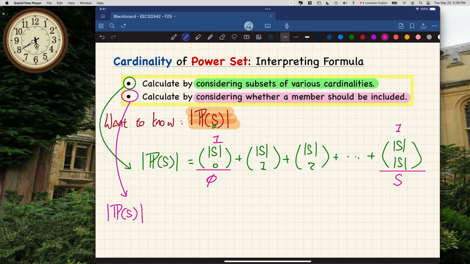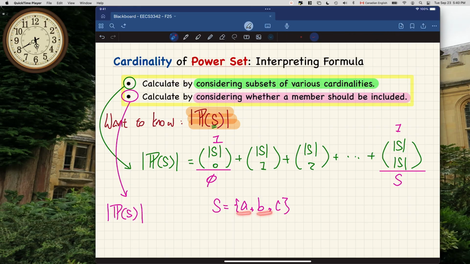Let's say S is simply a set with 3 members. I'll put it over to the right. S would be, let's say, A, B, and also C. Okay? Let's try to somehow use binary, base 2 numbers, to represent the decision about whether we want to include each member over here.